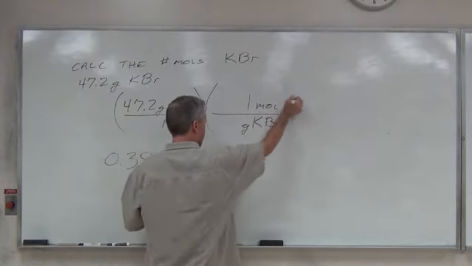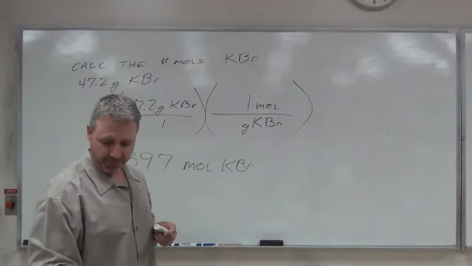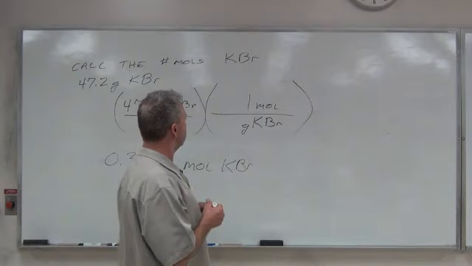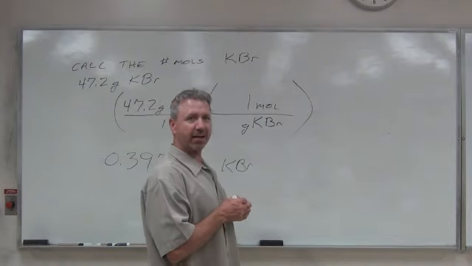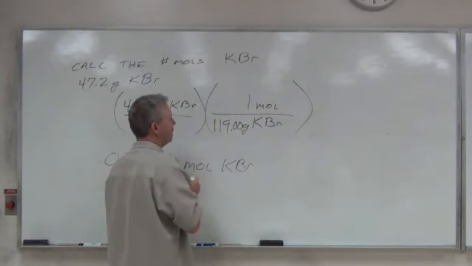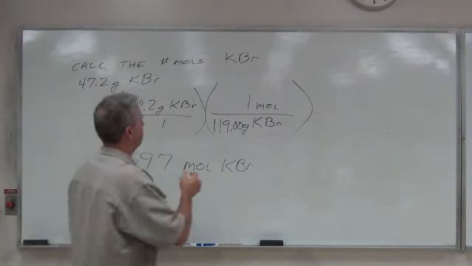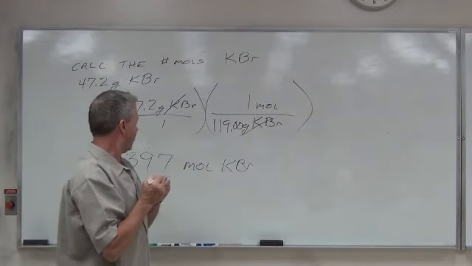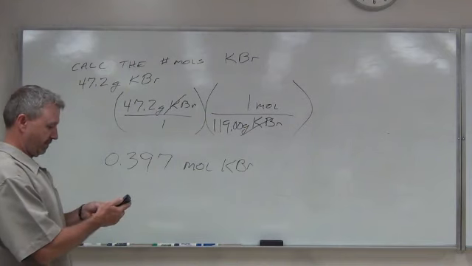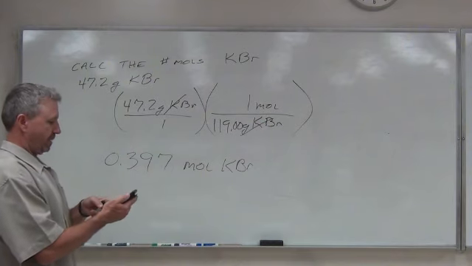I know what the grams per mole of KBr is, because I just added it up. What is it? 119. Exactly 119, or 119.00? Mm-hmm. Okay. Cancel, divide it out. Hopefully you get somewhere around 0.397 to 3 digits. Yep.